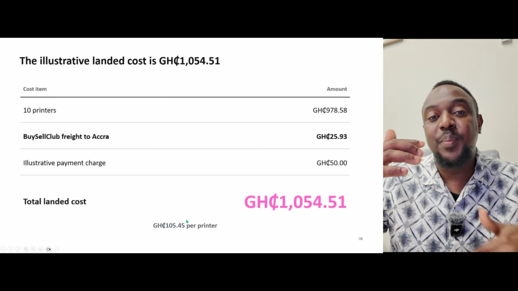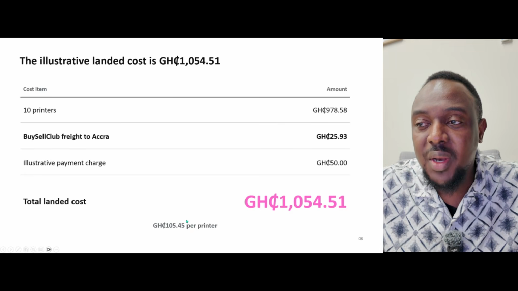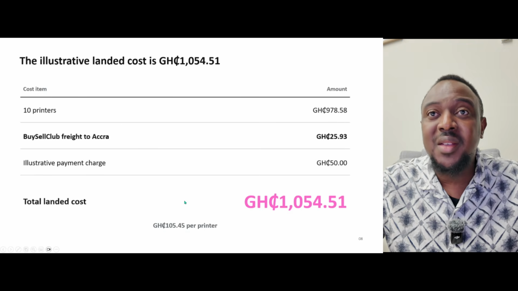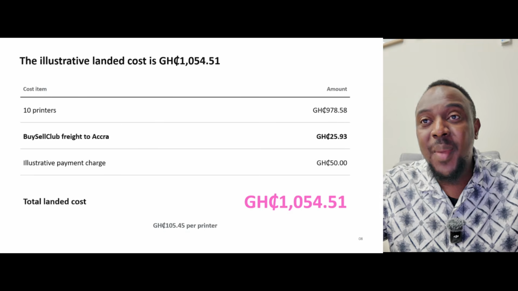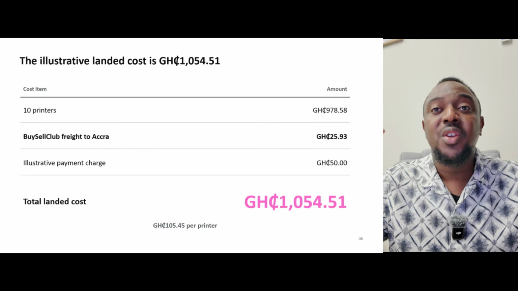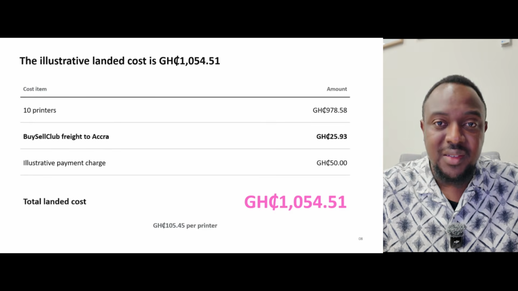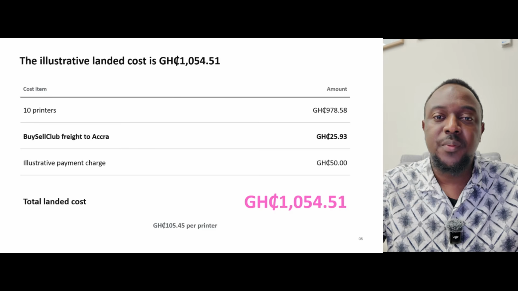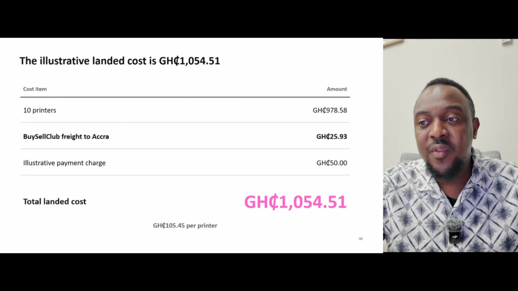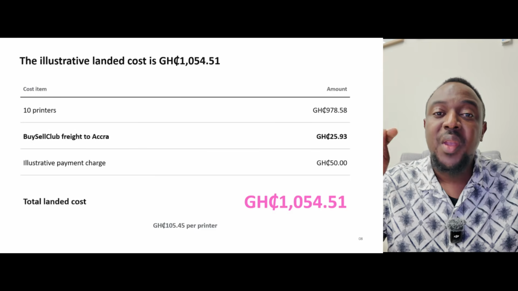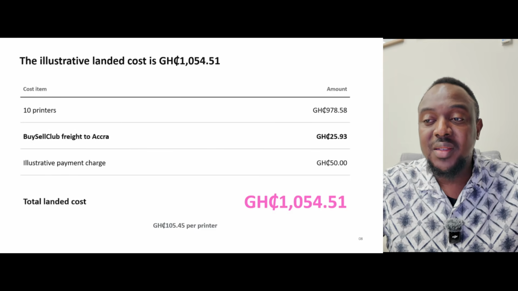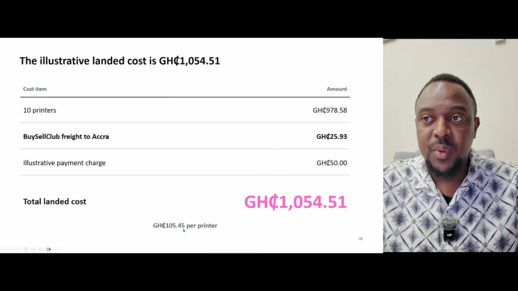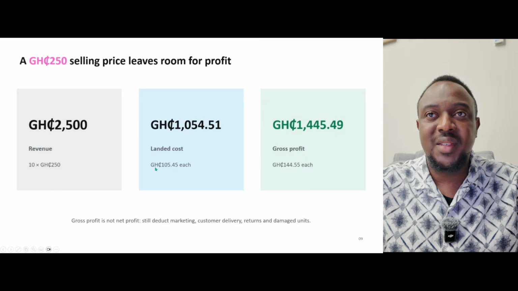And this is basically how you calculate your cost per item. And yes, the price on Alibaba, now we use that price, you need to factor in a lot of things. And so if we are to give a summary based on the price on Alibaba, and if you have to convert it to Ghana cedis, a printer is going to cost us around 105 Ghana cedis, 45 pesewas. Now let's look at the summary.